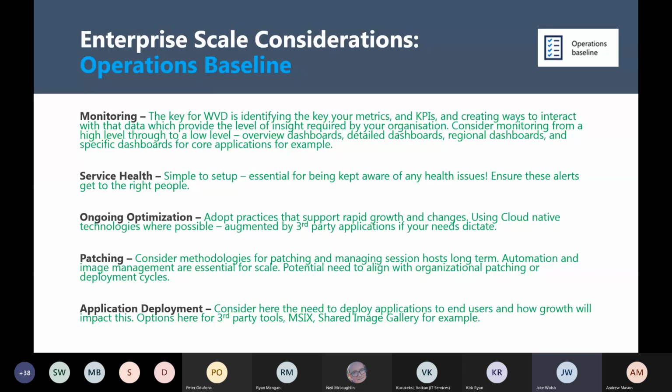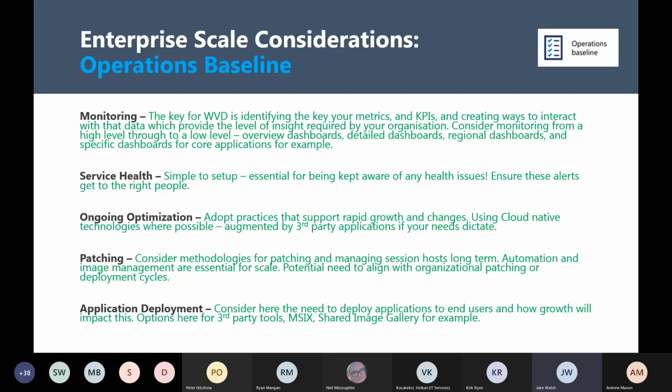Ongoing optimization is really important as well for an operations baseline. This is all about how we are going to optimize this environment if we've grown at scale. If we've grown from being used to having 100 session hosts that we update once a month or once every 2 weeks, and we've now got 10,000, our optimization plan and how we're going to work with that is really going to change. There are some third-party applications that can help with that as well, for things like image management or additional patching, additional technologies that can layer on top of Windows Virtual Desktop. It's worth giving some consideration to how that may look if you do grow.